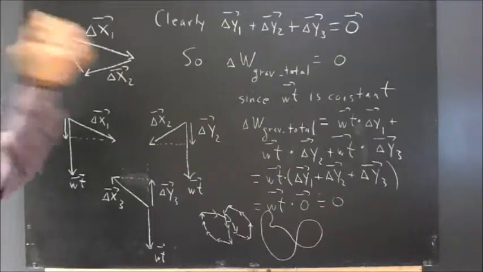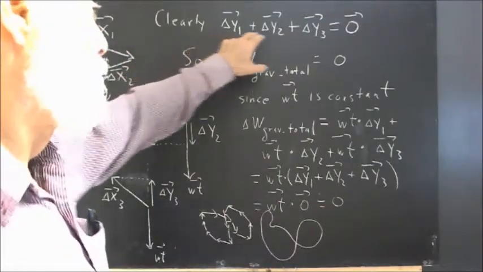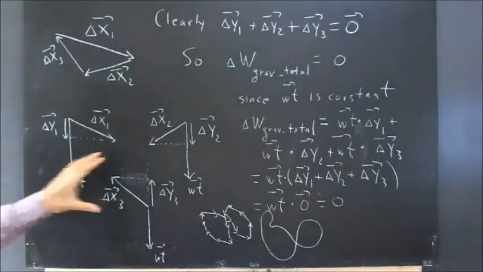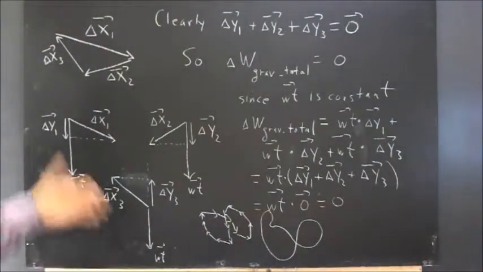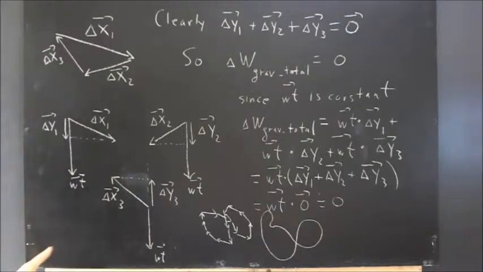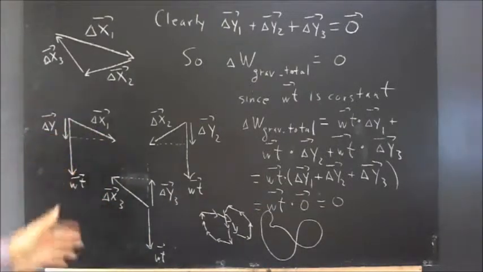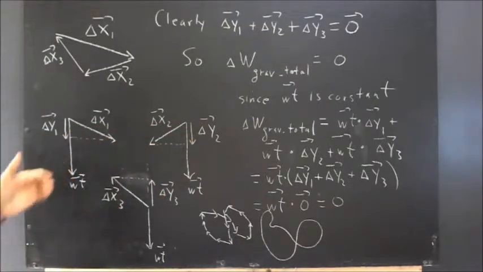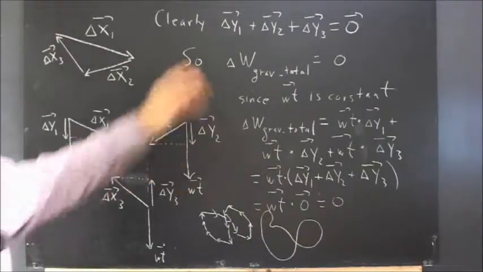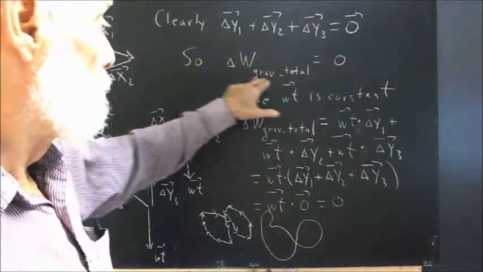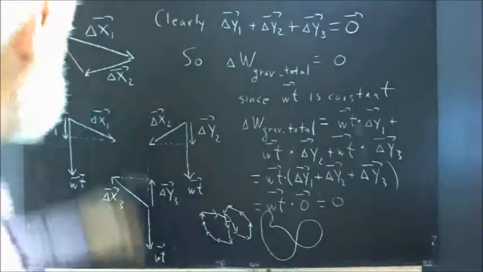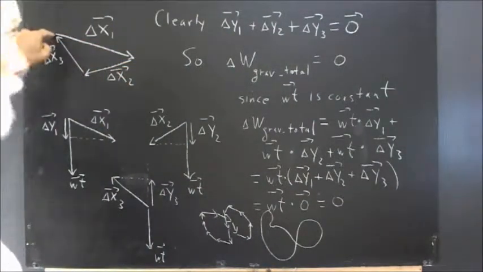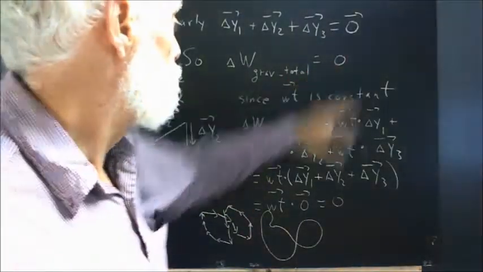Now, I can then say that clearly the delta y1 plus delta y2 plus delta y3 would be 0, as would be shown by an accurate set of diagrams, or if you have the actual vectors, calculate the projections, and you would find that the delta y's do add up to 0. Okay, we conclude from this then that the total work done by gravity, from here to here to here to here, in other words from here around and back, is equal to 0.